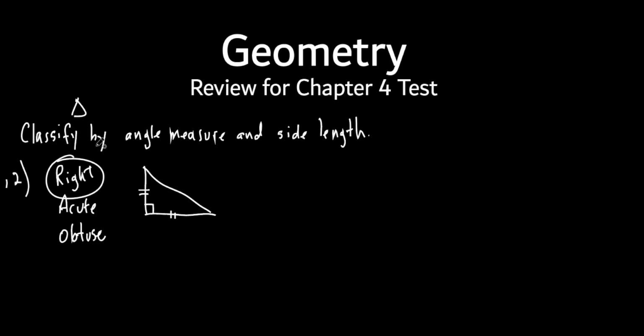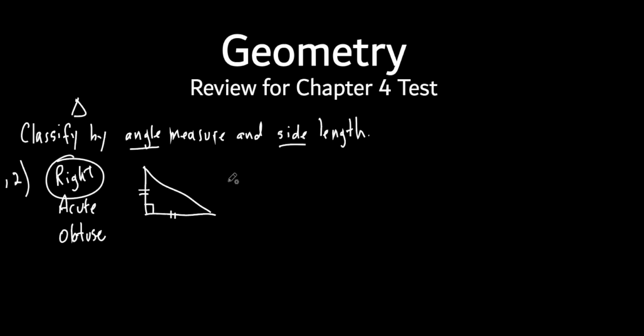So again, two things, right? There's two parts to this problem. Got to name it or classify it by the angle measure and also classify it by the side. So there's two parts to it. You got to get both parts right to get that problem right. Everybody understand that? So make sure you know all that.